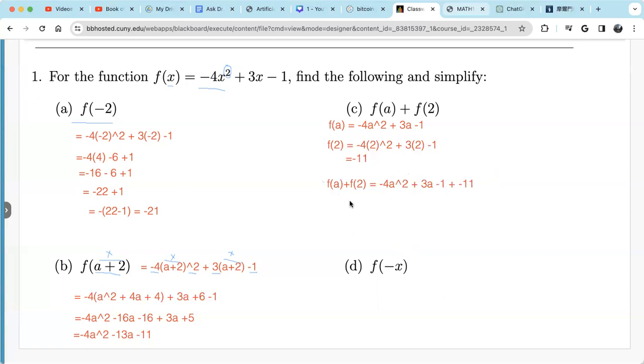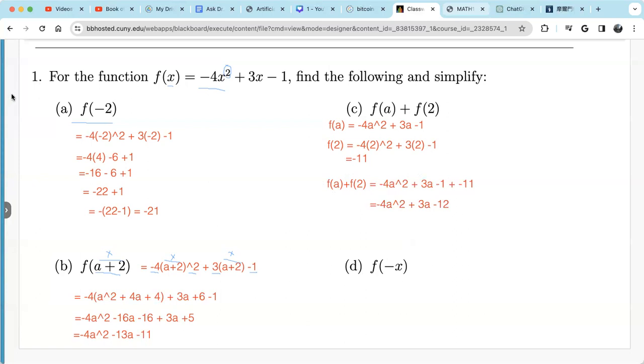Well, combine like terms. So -4a squared has no like terms. It stays as that. 3a doesn't have like terms, it's just 3a. Well, -1 plus -11 becomes -12. That's it. That's f of a plus f of 2. So it's a function in terms of a.